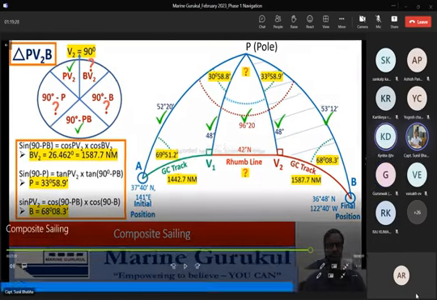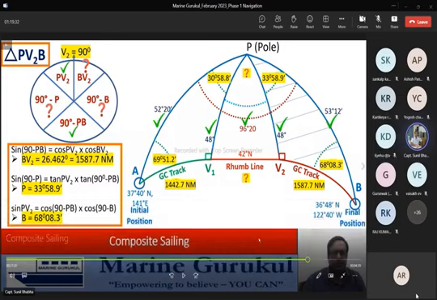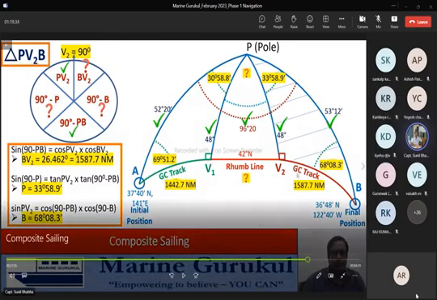So can you confirm the final course is 180 minus B? That's right, beta. That's right. I'll show you here also the 1, 2, 3 method, but you are right, 180 minus B.